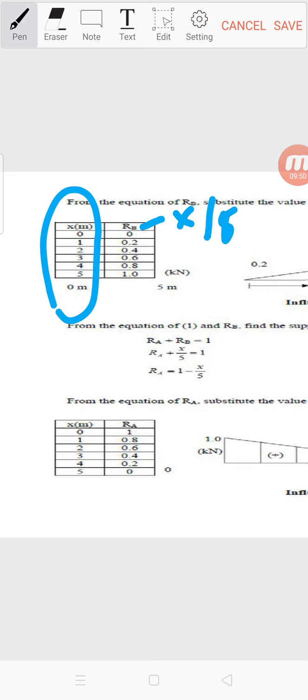Since we know RB is x over 5, when x is 0, RB is 0. When x is 1, RB is 1 over 5. 1 over 5 is 0.2. And so we repeat the same calculation and we find that at 5 meters, RB is equal to 1.